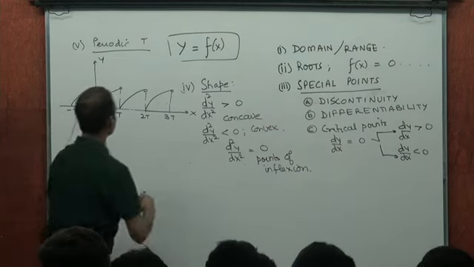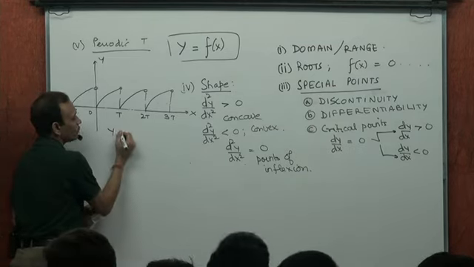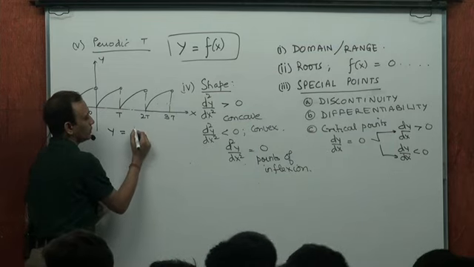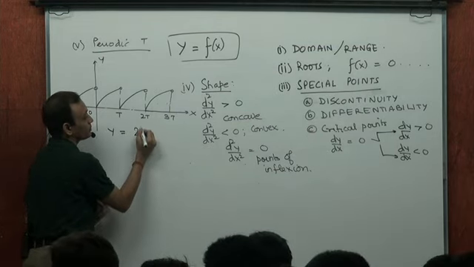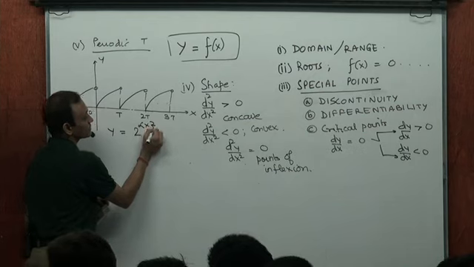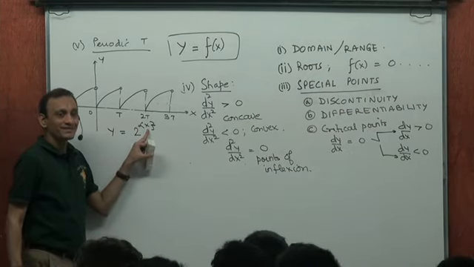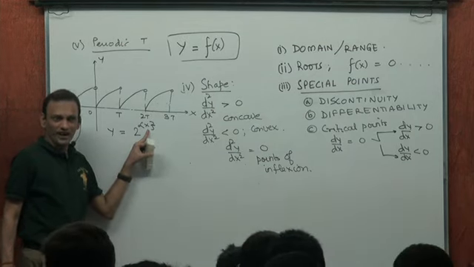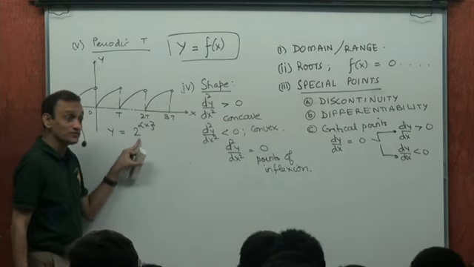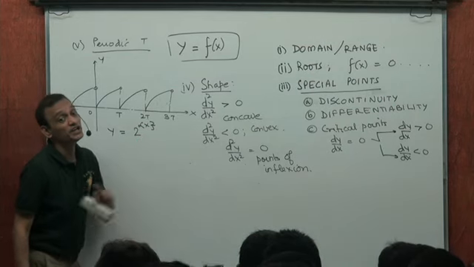Say for example, y equal to 2 to the power fractional part of x. Its periodicity is 1. It will inherit periodicity from the fractional part of x. Therefore, this is a function which is periodic and has periodicity 1.